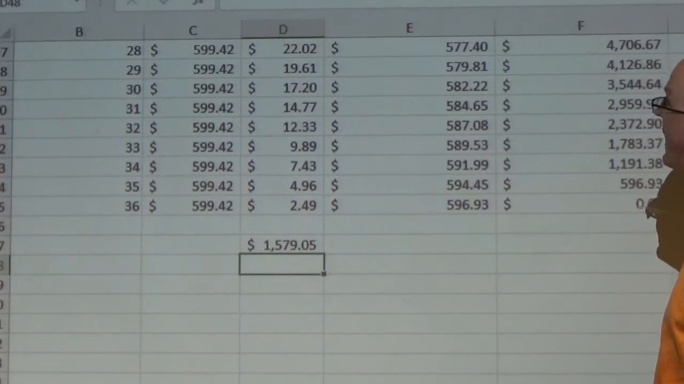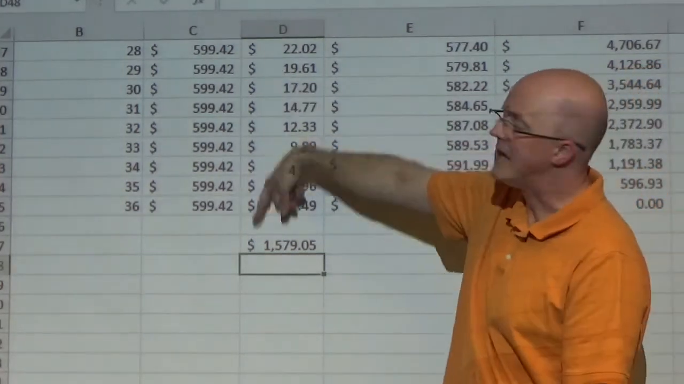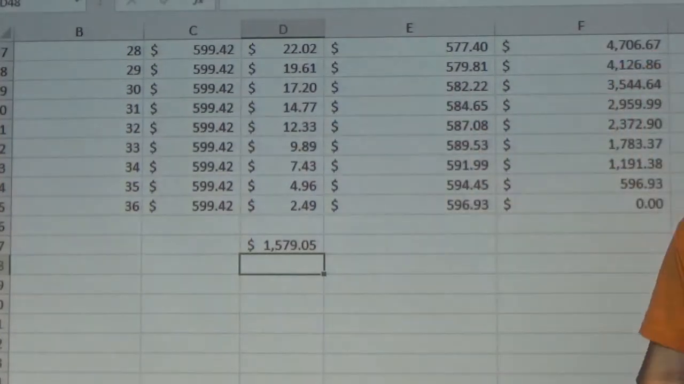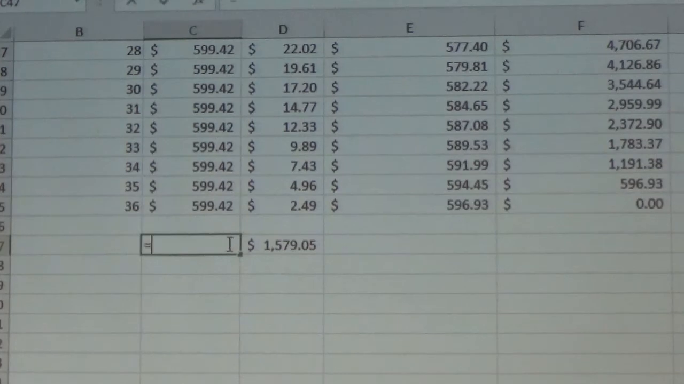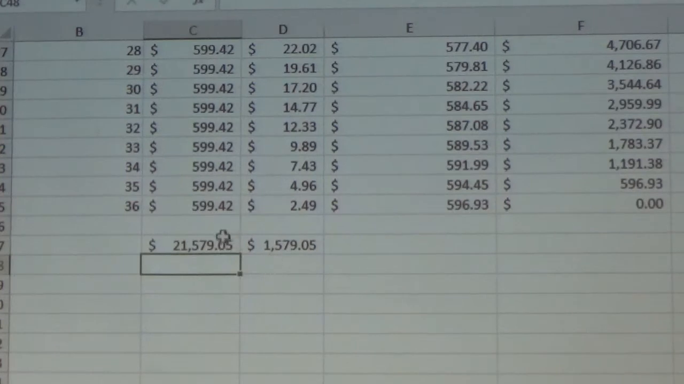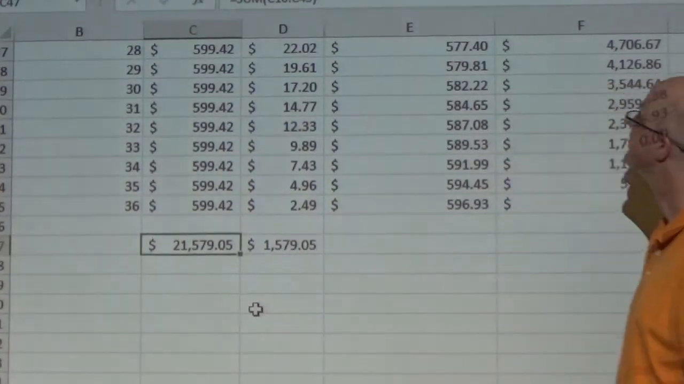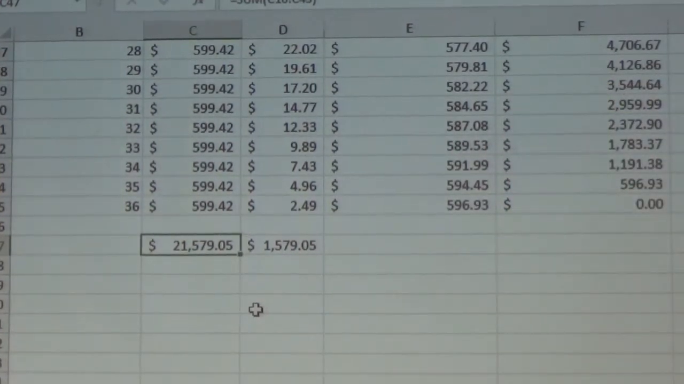I could also figure that out by figuring out the total payments, add up all these numbers, minus the original loan amount should be the same thing. The total payments would be equals sum C10 through C45, and as I subtract 20,000 from this amount, I get exactly this amount, the total amount of interest paid. Okay, so those kinds of things should make sense.